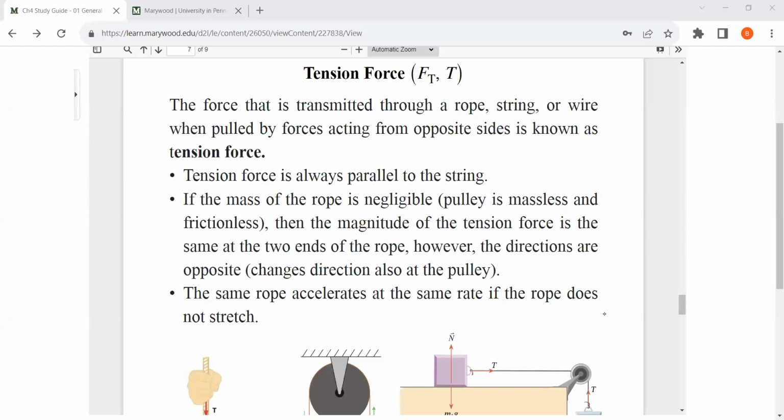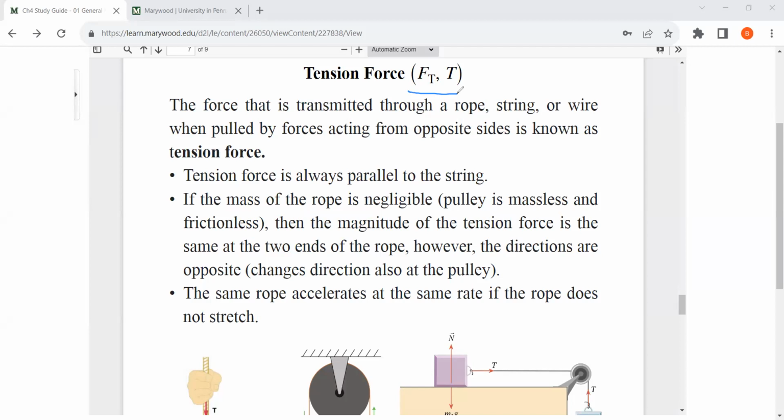All right, so now let's go to the slide. Today the first force we are going to learn is the tension force. To represent the tension force, we use these two symbols: either F subscript T, or just T. Both are the same thing. In some problems you will see me use T or F subscript T. Both are tension force.